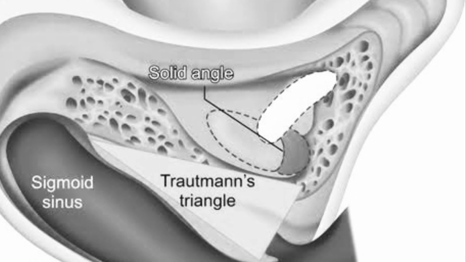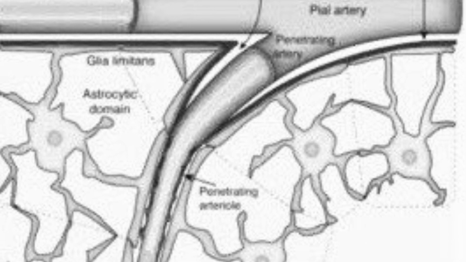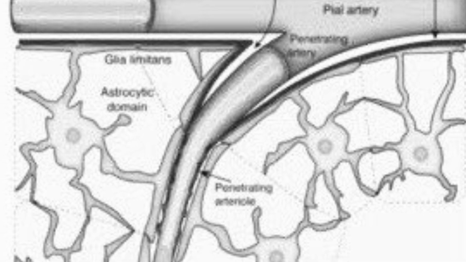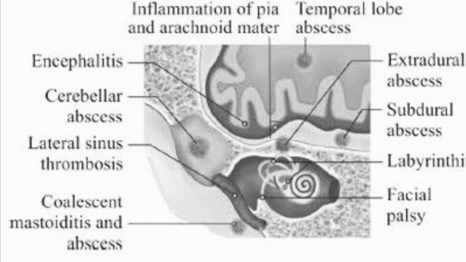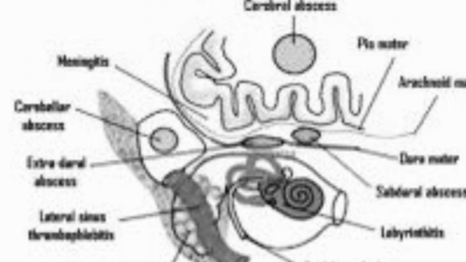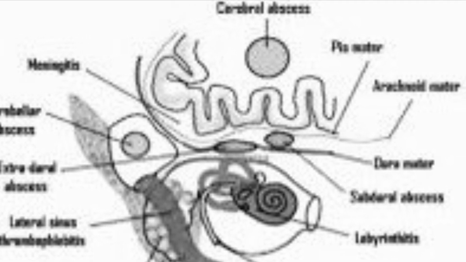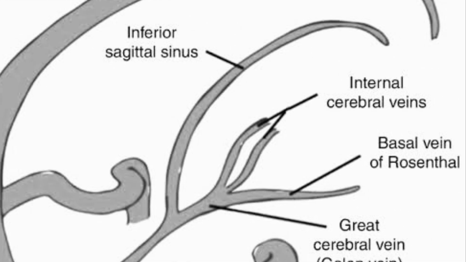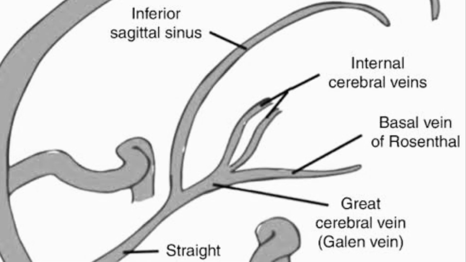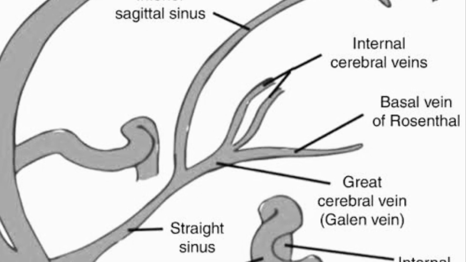B. Periarteriolar spaces of Virchow-Robin. These are spaces around blood vessels in the brain. Infections can spread along these spaces to reach the brain tissue. C. Dural dehiscences. Thin or absent dura mater areas allow direct contact between the middle ear and the brain, enabling the spread of infection. D. Dural venous sinus thrombosis. Infection can spread along venous sinuses, leading to thrombosis or blood clot formation, resulting in inflammation. The correct answer is E. All of the above.